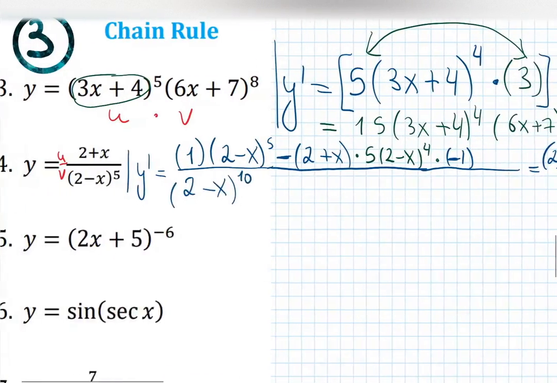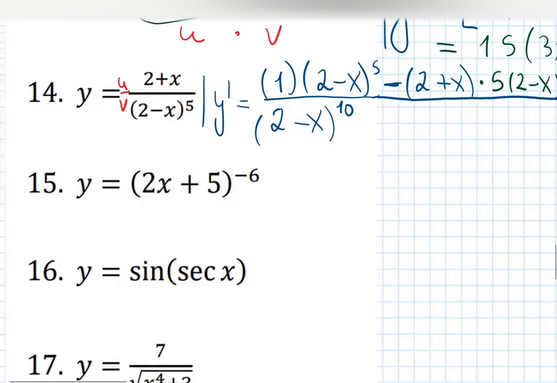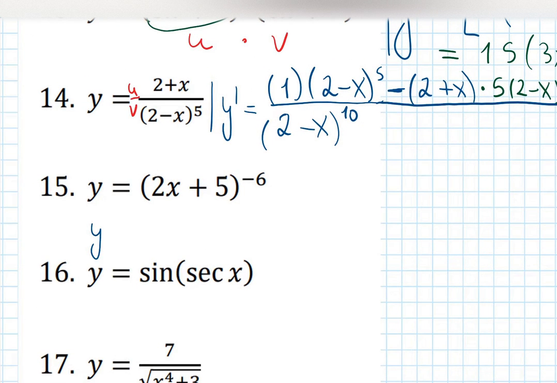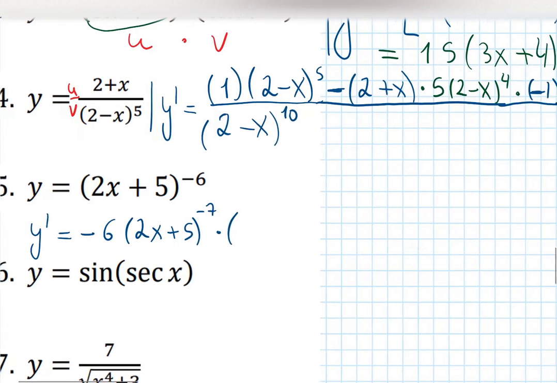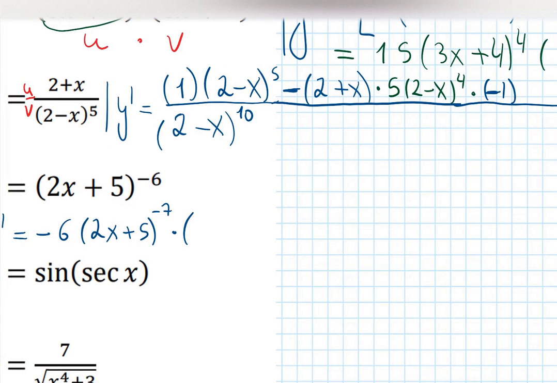Next one. This one seems to be a short version of what we did before. Negative 6 goes down, 2x plus 5 to the negative 7. Negative 6 minus 1 is minus 7, times the derivative of the function inside. The function inside is 2x plus 5. The derivative of 2x plus 5 is 2.